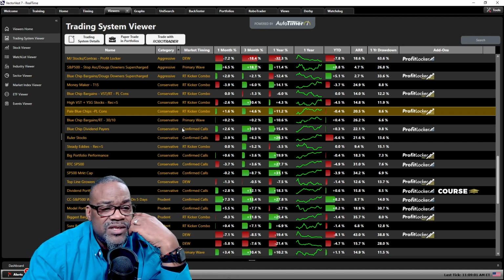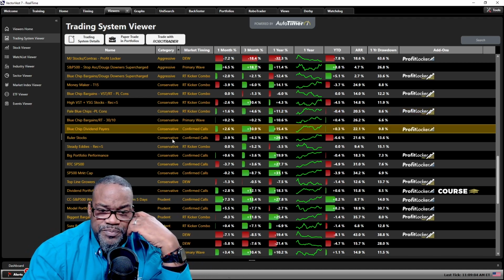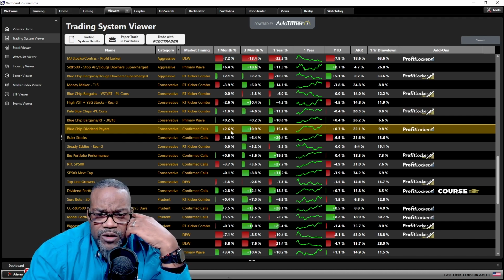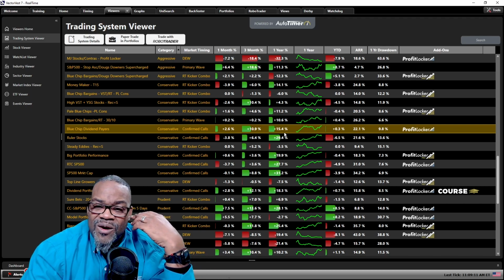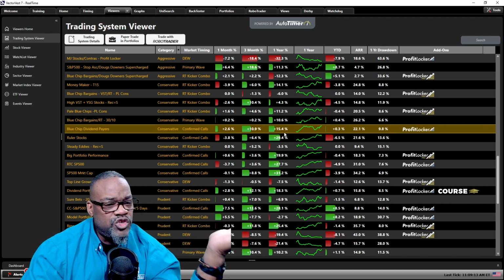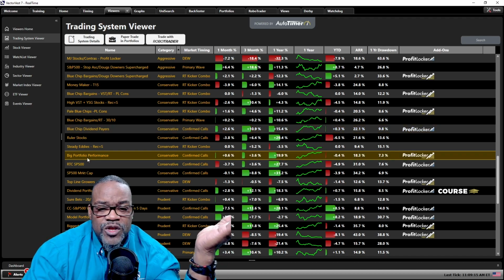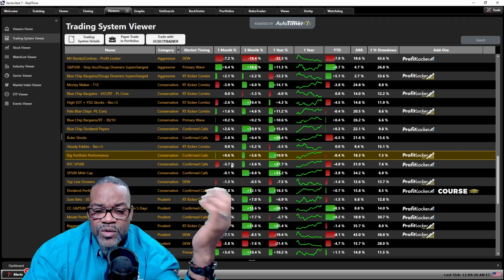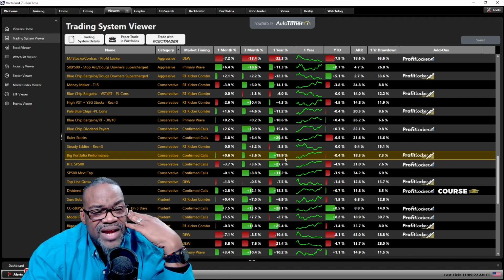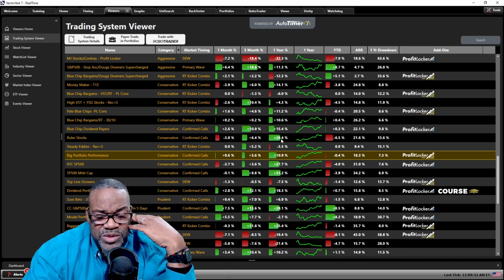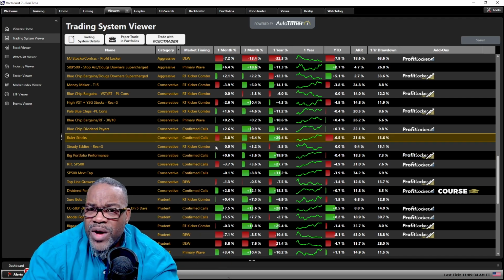Which else is positive? How about blue chip dividend payers? Up over 2% over the last month, 10% over the last 3 months, and 15% over the last year. Excuse me, what else is here? Big portfolio performance. Notice that all three of these that I'm looking at are all in the conservative folder. Up a little bit under 1% for the month, over 3% for the last 3 months, but 19% over the last year.